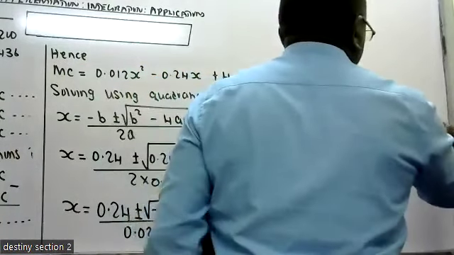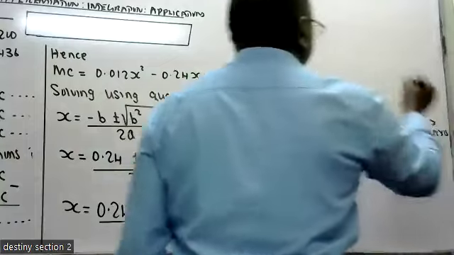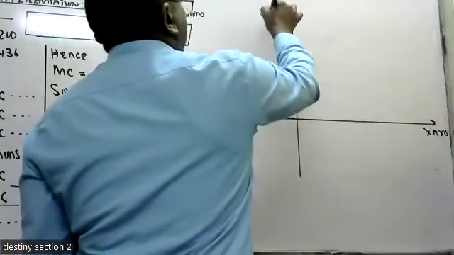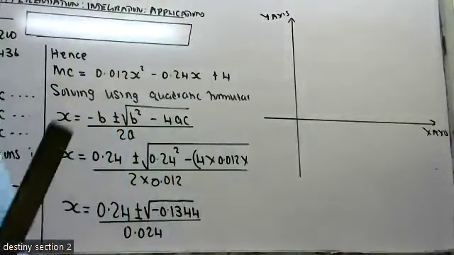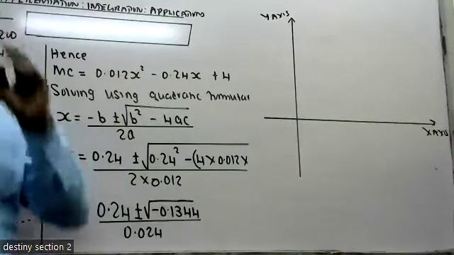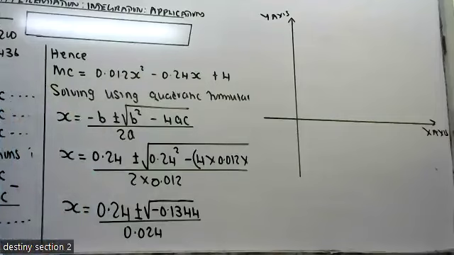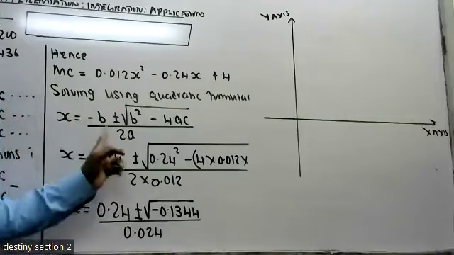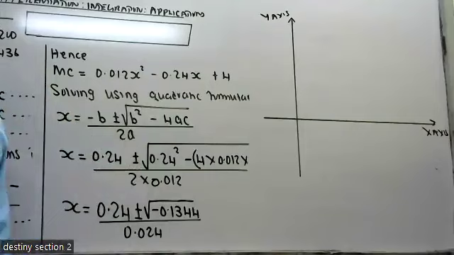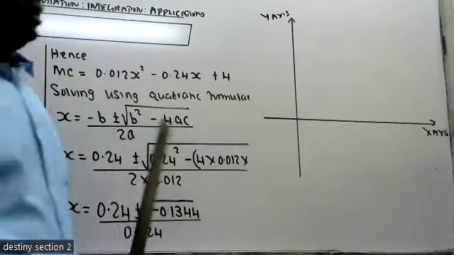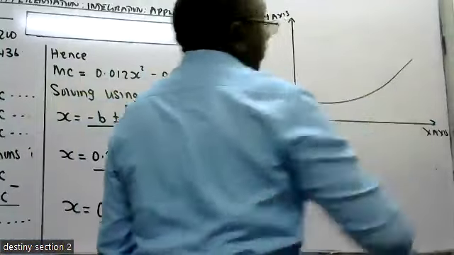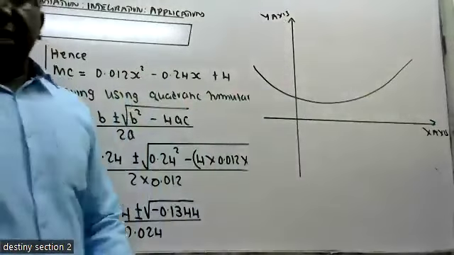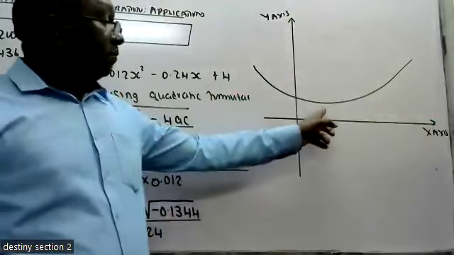This is x-axis, this is y-axis. And again, because you people are doing economics, I hope you appreciate the formats of some functions. This being a cost function, it should take a U-shape. So it's going to be like this. You see, it's not touching the x-axis here.